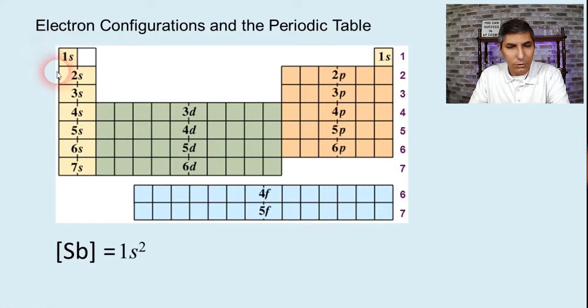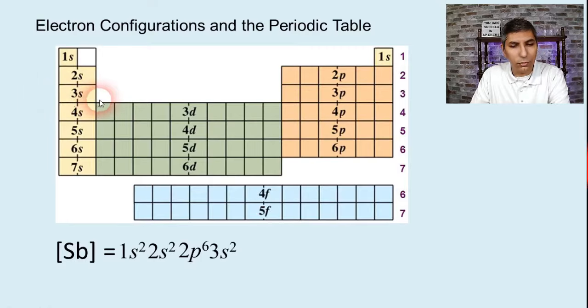1s2, 2s2, 2p, 6 for the 6 boxes there. And then the next street, 3s2, and then 3p6. Back around to the next street here, 4s2, and then 3d has 10, so 3d10. 4p has 6. Back around to the next street, 5s has 2, so it's 5s2.